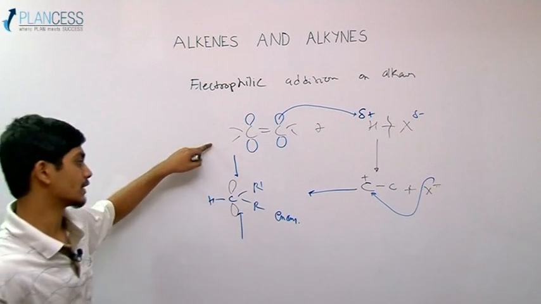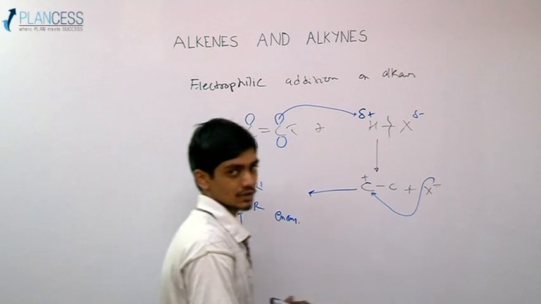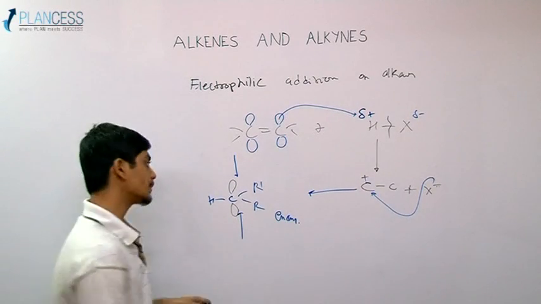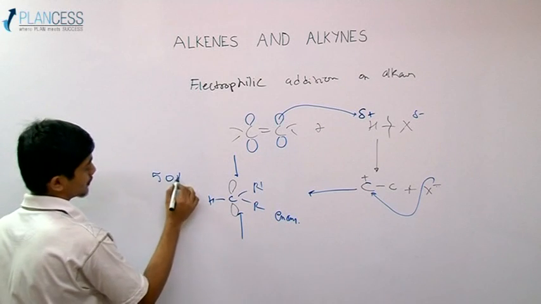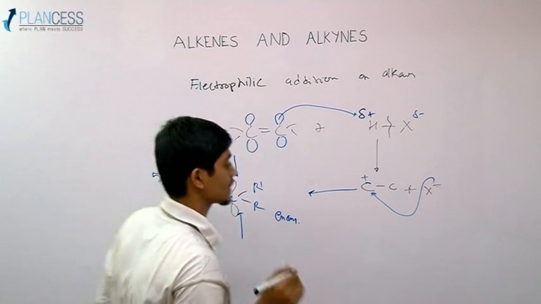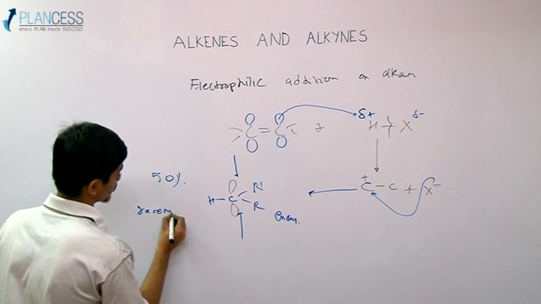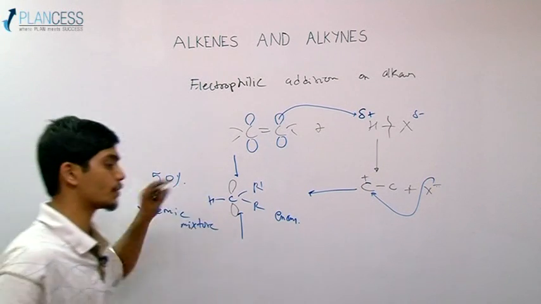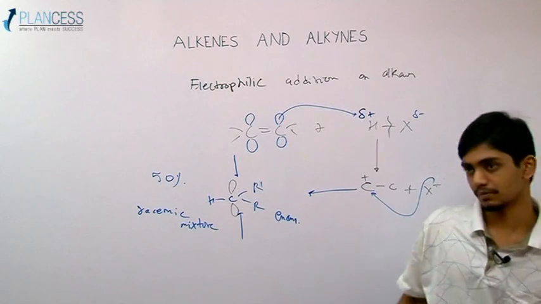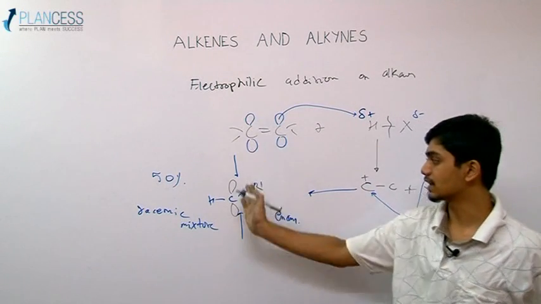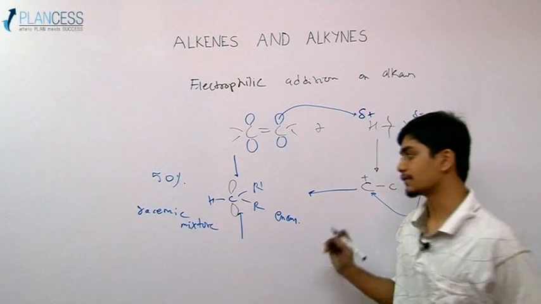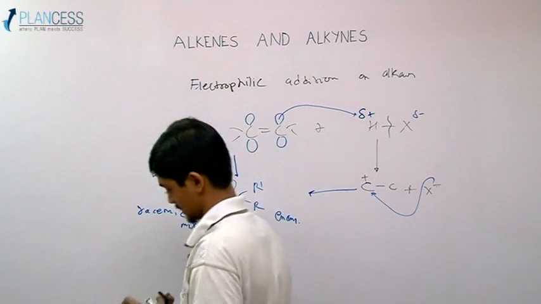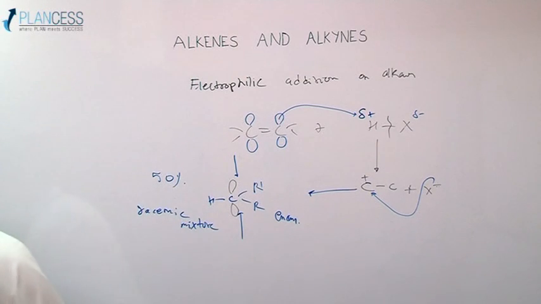Why? Because if X attacks from top, we get a different stereochemistry. If X attacks from bottom, we get a different stereochemistry. And the probability that it will attack from top or from bottom is 50%. That means we get a racemic mixture and not a pure optically active compound. Because the probability is 50-50%, we get a racemic mixture. In 50% of the molecules, the X minus will attack from top, and in 50% of the molecules, the X will attack from the bottom. So hence, in that way we will get a racemic mixture.